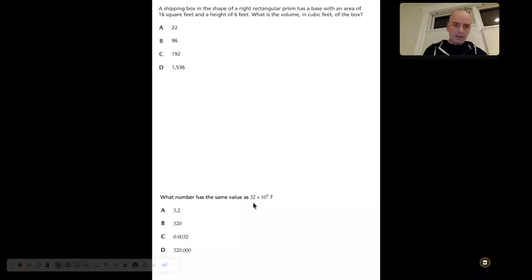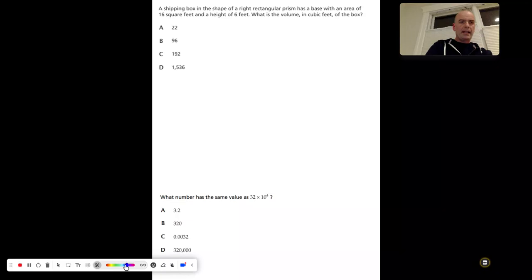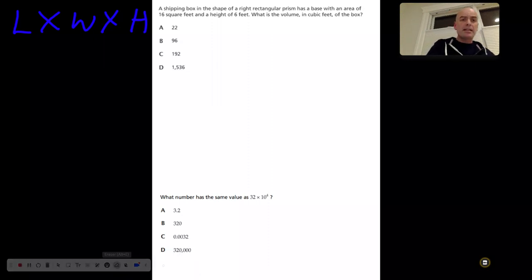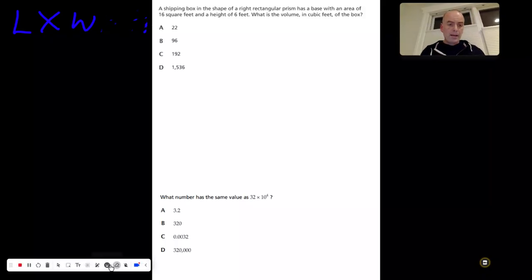So remember how volume is length times width times height, right? You remember that? So height is the third dimension. So you take a flat rectangle and you build it up. That's the height. That's what makes it a prism. But when we have something flat, it's just length times width. And we get area, right?